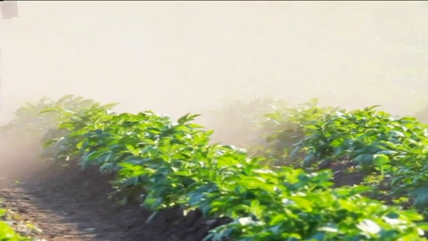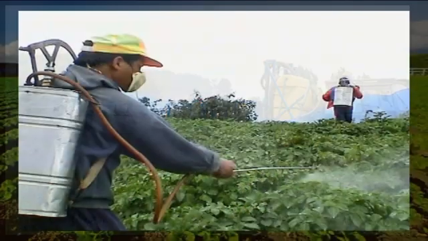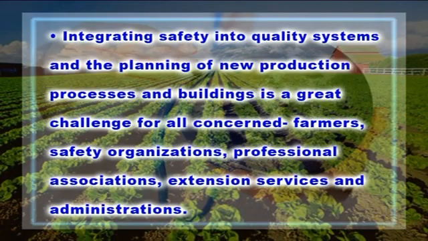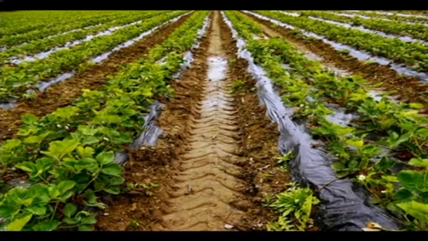The introduction of safety measures depends on the technical, economic and social development of the agriculture industry. Integrating safety into quality systems and the planning of new production processes and buildings is a great challenge for all concerned: farmers, safety organizations, professional associations, extension services and administrations. However, this is a challenge that must be acted on in order to protect the most valuable asset that the agriculture industry has, namely its people.